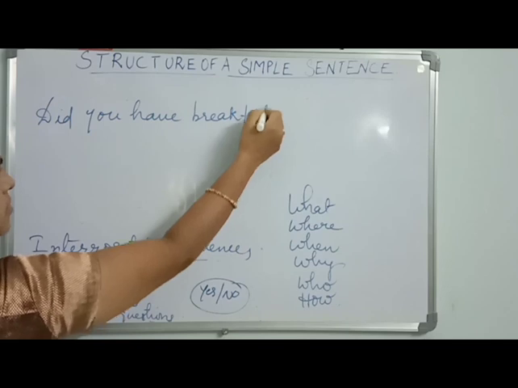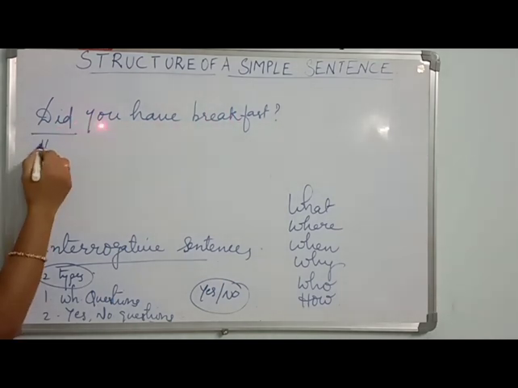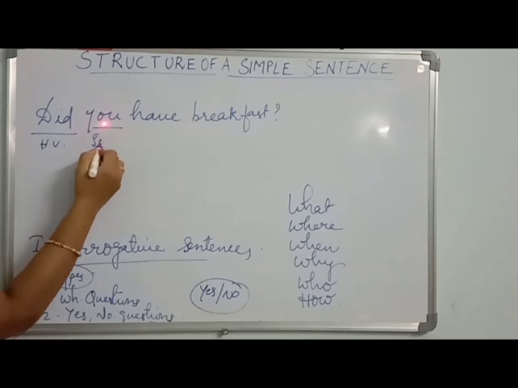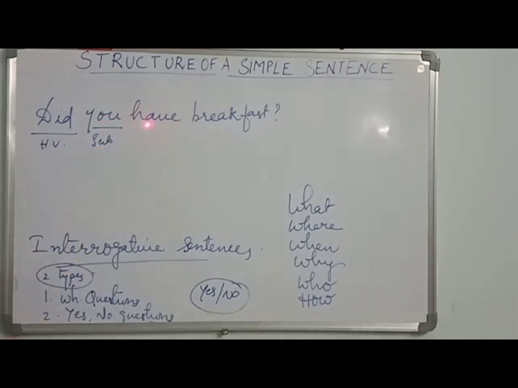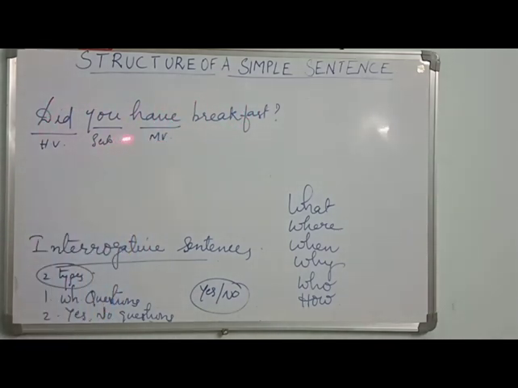So, in WH questions, what happens? The sentence begins with the WH word. Whereas in these type of questions, what happens? Without the WH word, the sentence begins with the helping verb. Did you have breakfast? So, this is the helping verb. This is your subject. You is the subject, second person pronoun. Have is the main verb. Did you have breakfast? In the sentence, what is happening? The action has taken place in the past. That's why did is the past tense form for the verb do. This we discuss again when we are talking about verbs. Did you have breakfast?